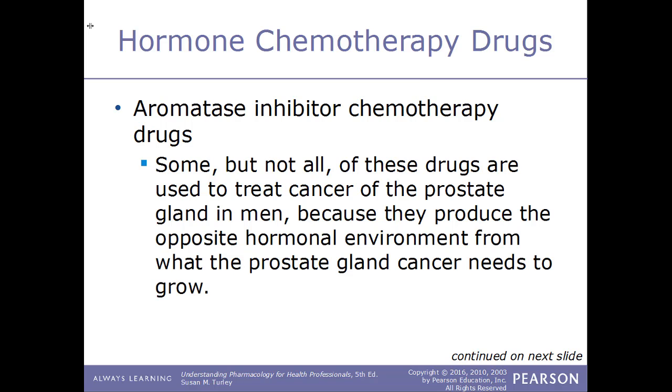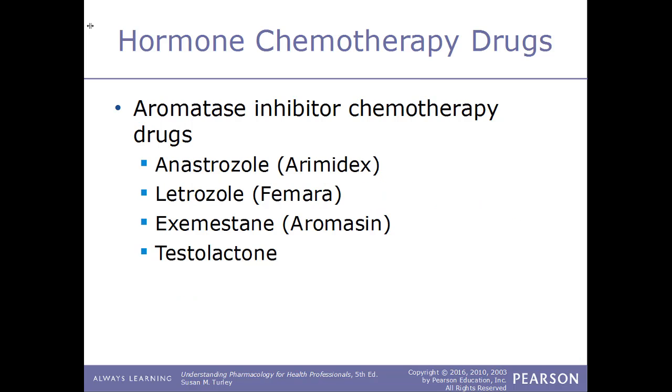Now some, but not all, of these drugs are used to treat cancer of the prostate gland in men, because they provide the opposite hormonal environment that the prostate cancer cells need to grow. Some examples of this type of hormone chemotherapy drugs would include anastrozole, also known by its trade name Arimidex, letrozole, known by its trade name Femara, exemestane, known by its trade name Aromasin, and testolactone.